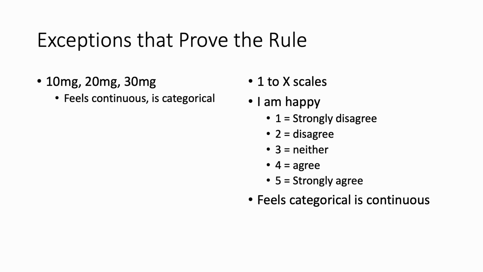So you randomly assign participants to drug doses. You got 10 milligrams, 20 milligrams, and 30 milligrams, right? And you're like, oh, well, this is a continuous variable because it's numerical. Well, technically, these do feel continuous, but you always use categorical for IVs. This is an IV experiment. You manipulated this. So this is the exception that proves the rule.